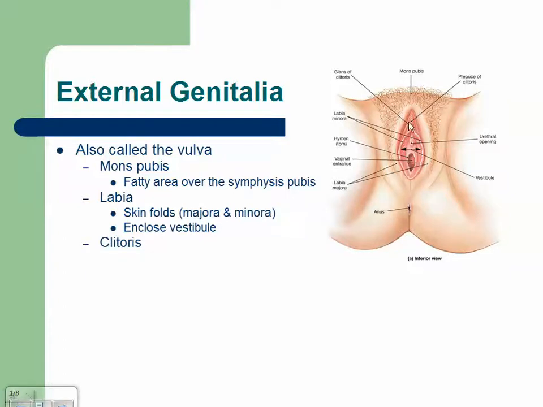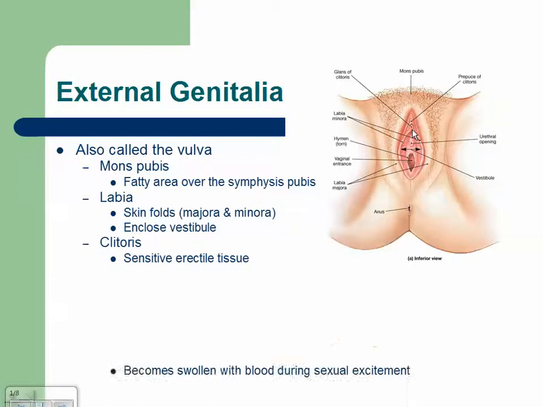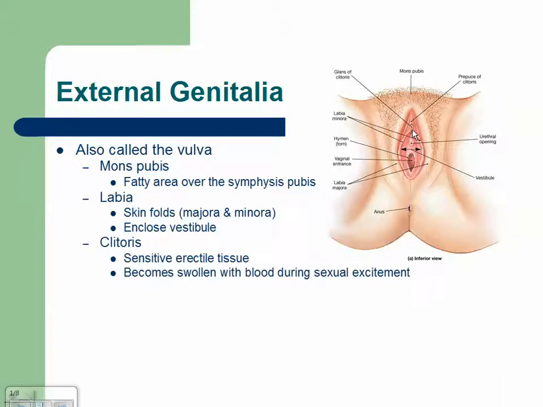Next is the clitoris. That's located right here, and this is sort of the counterpart to the penis in the male reproductive system. It doesn't have a reproductive role, but it does have the same sort of sensitive erectile tissue that when it becomes excited will become swollen with blood.